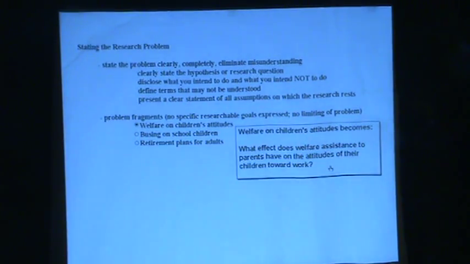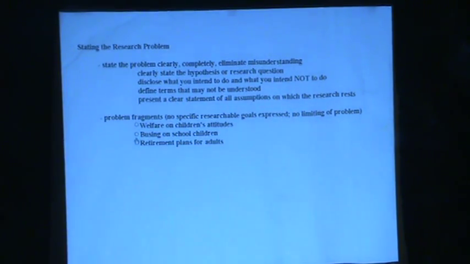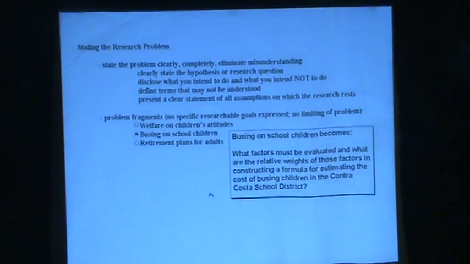The effect of busing on school children. That's a problem fragment. Might want to look at what must be evaluated and what are the relative weights of those factors in constructing a formula for estimating the cost of busing children in the Contra Costa School District. Much more specific, much more clearly and precisely stated.